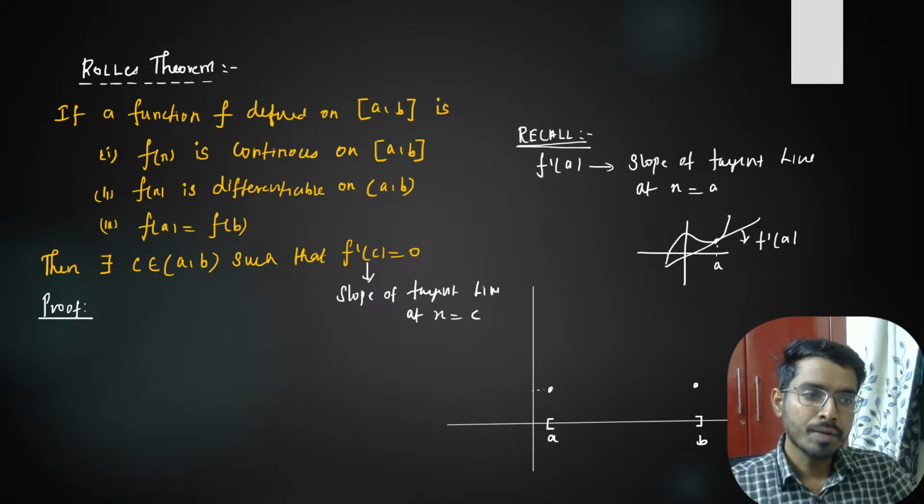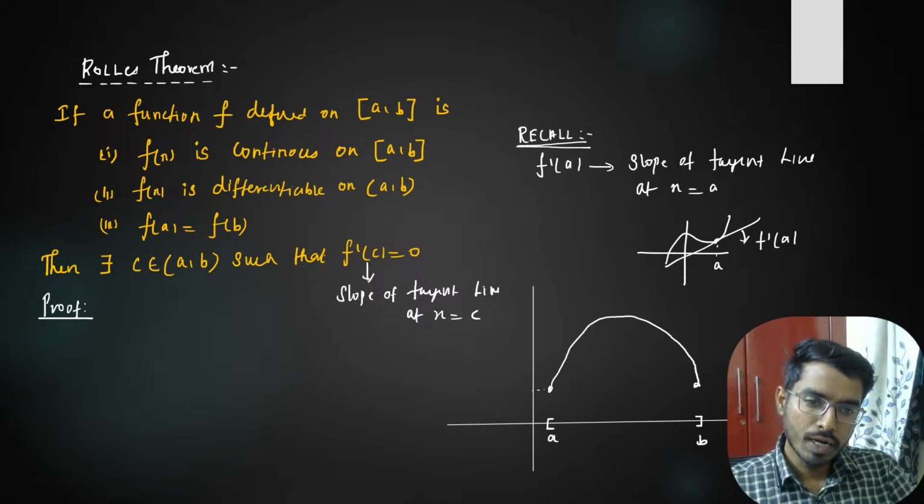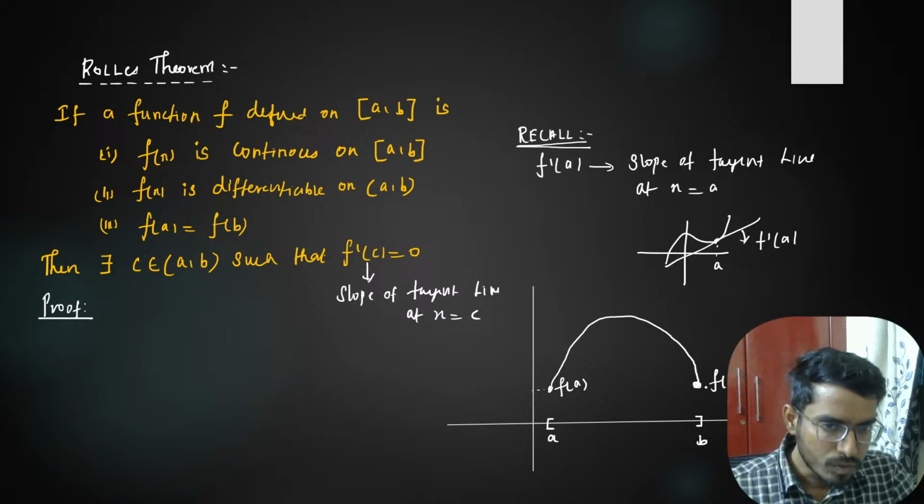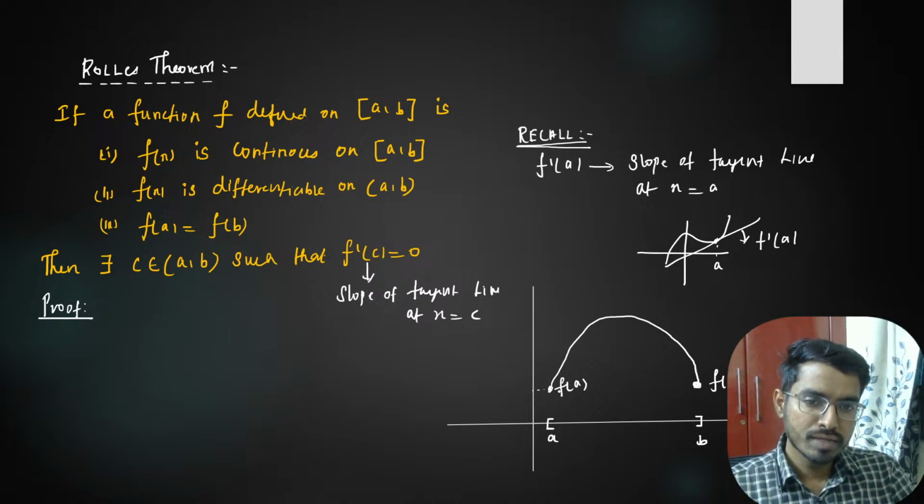We have to reach this point, and it means our function is continuous and differentiable, right? That means you can go anywhere, but you have to come down at least one time to reach this point. This is our f of a, and this is our f of b. You can go from f of a to f of b in many ways, but whichever way you go, you have to come down at least one time to reach this point f of b, because the outputs f of a and f of b are here, right?